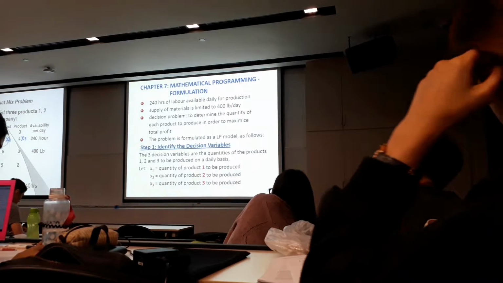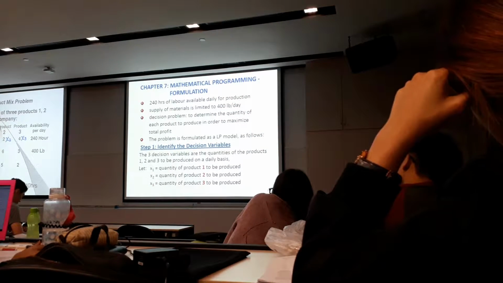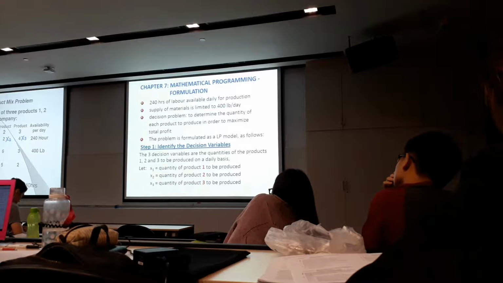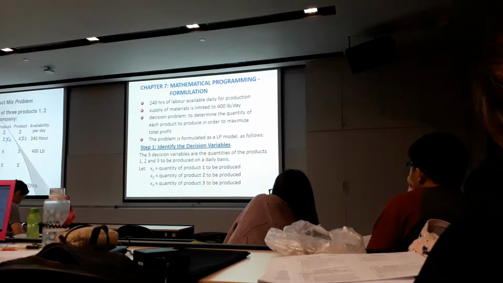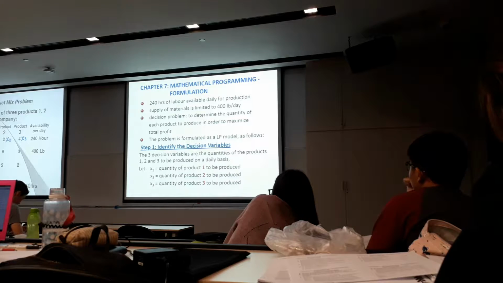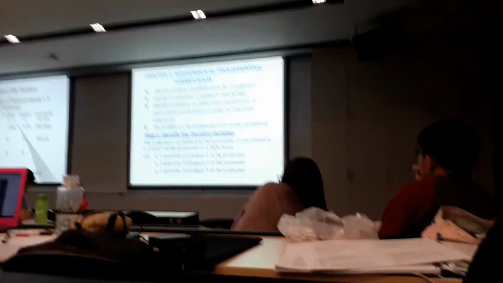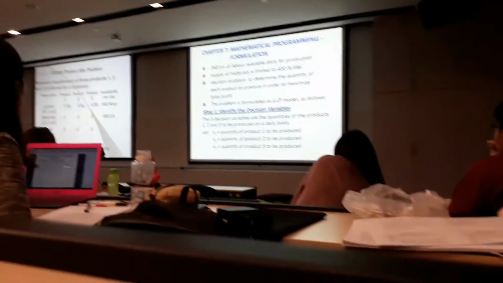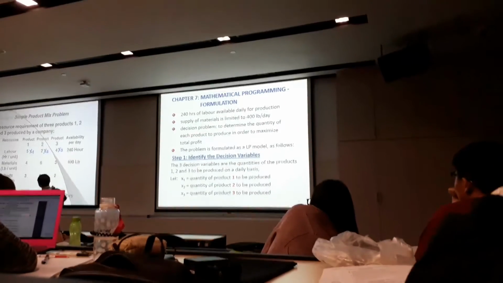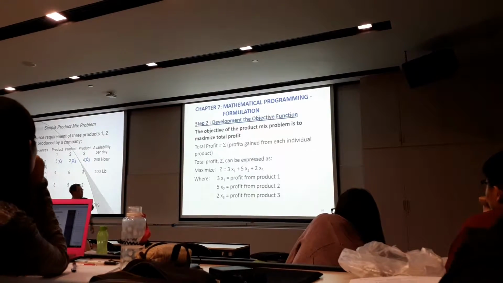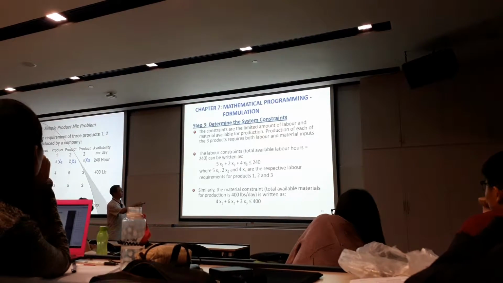In making x1 units of product 1, x2 units of product 2, and x3 units of product 3, this is 5 hours per unit multiplied by x1 units. So unit and unit cancel out, right? That gives you 5x1 hours used up, plus 2x2 hours, plus 4x3 hours. All this represents the total usage of labor hours. It cannot exceed 240 hours.